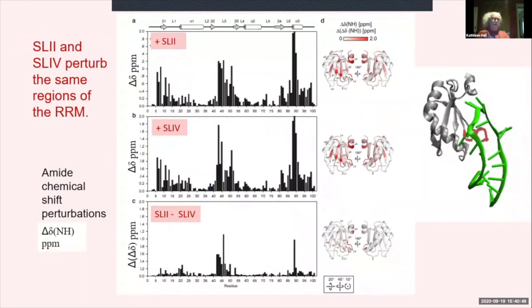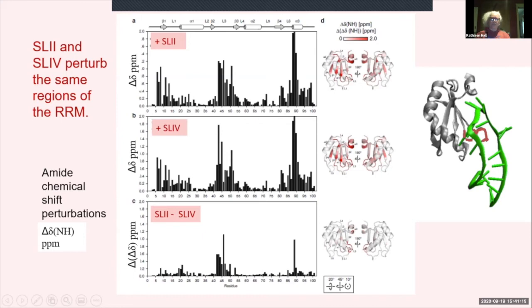So if we look in the NMR now, because we can form the complexes in the NMR, if we look at what we see for the binding of stem loop 4 and stem loop 2, what we find is that in terms of the chemical shift perturbations, they're pretty similar. Here's the deltas for binding of stem loop 2. Here it is for stem loop 4. Here's loop 3, which is basically what we'd expect.